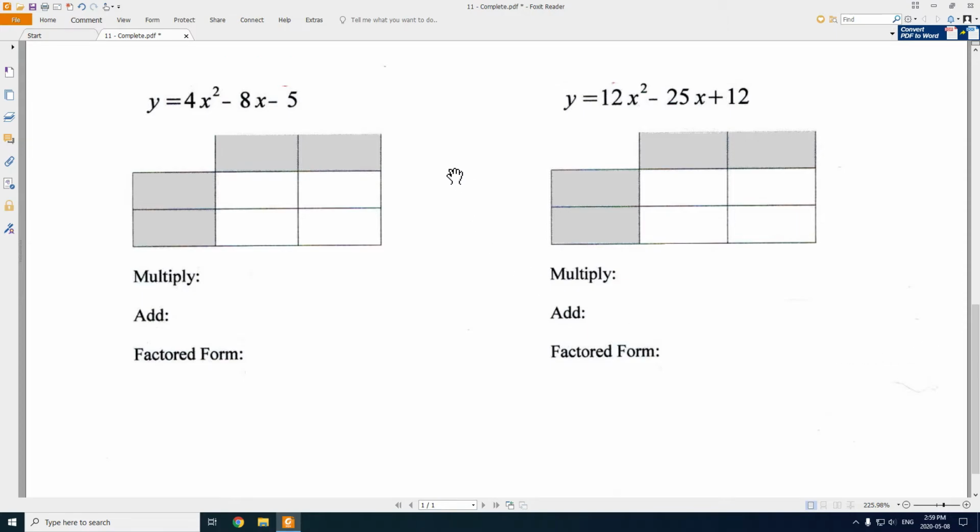All right, we'll go through and do sums with negatives now. The steps are exactly the same still. All right, first step, multiply your A and C number, first and last number. All right, 4 times -5 is -20. That tells me I'm looking for numbers that multiply to -20.